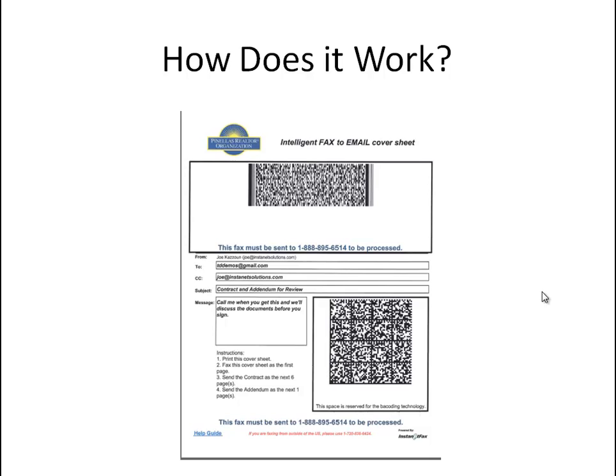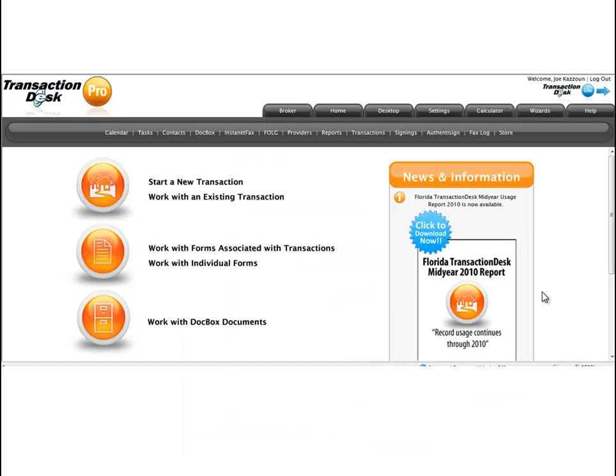So how does it work? You'll go through a quick wizard, which we'll show you here in just a moment. We create a dynamic barcode that changes as you type into that wizard, and that tells us how to route that document, who to route it to, and how to divide up the fax that you're sending your recipient.